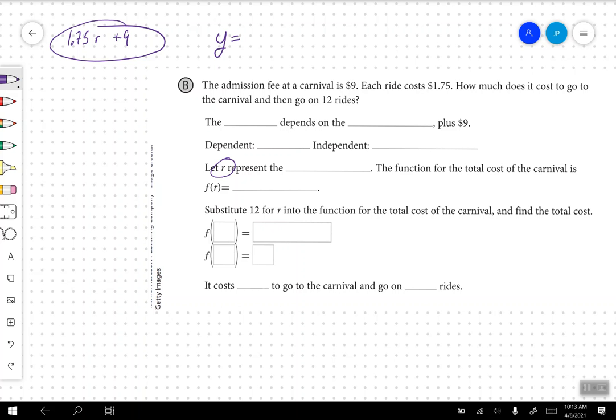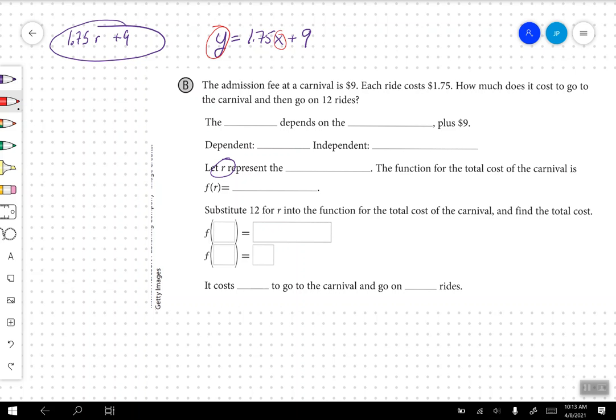So if that's the case, then we could assume that it would look like this. Y equals 1.75x plus 9. But remember, we don't want to use x. We want it to be a function notation. So what we're going to do is we're going to take this, change it, and this, and change it. All right, so here we go. What is the dependent and what is independent?